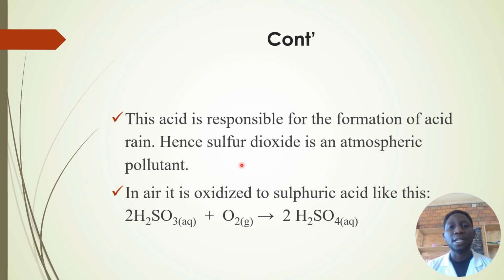Hence, sulfur dioxide is an atmospheric pollutant. This means sulfur dioxide can pollute the atmosphere. In air, it is oxidized to sulfuric acid like this. Sulphurous acid reacts with oxygen to produce sulfuric acid. This means when sulphurous acid is oxidized by oxygen, it produces sulfuric acid.